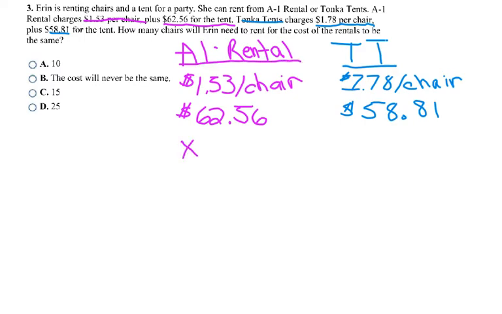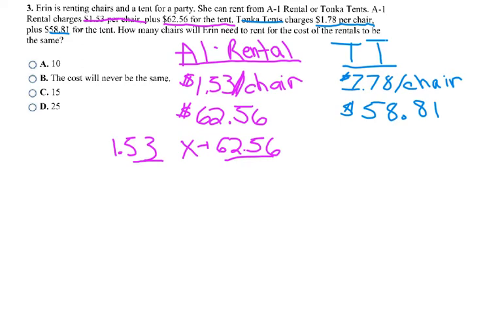So that means I need to decide what number goes before x and what number goes added or subtracted after x. So before x, that number is being multiplied. So here, this is per chair. That's the recurring number. So that's going to be the number that is in front of x. And then it's an additional charge, a one-time charge for the tent. So that one-time additional charge is going to go after x. And so that's my expression for A1 Rental.